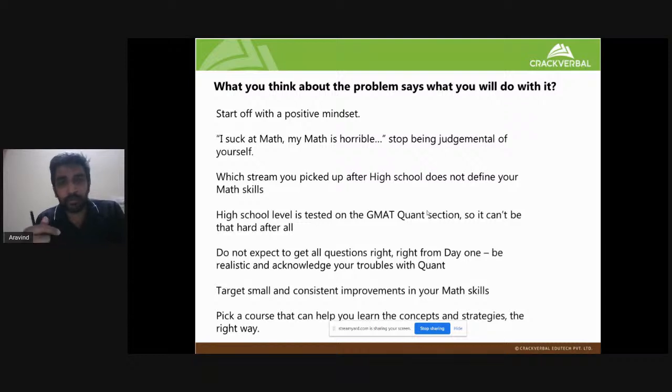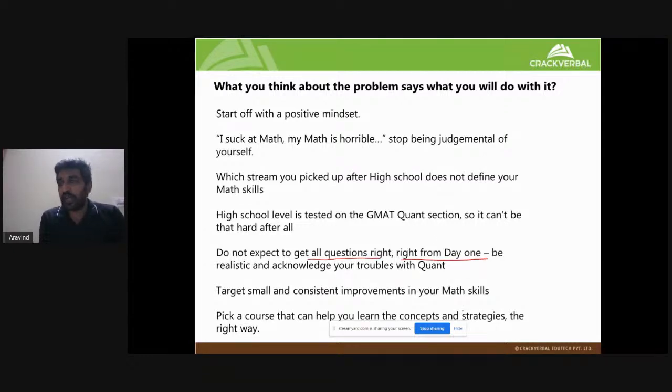Remember which stream you picked up after high school. It doesn't define your math skills because what is tested on the GMAT Quant section is high school level math. So it can't be very, very hard. It's after all something that you learned for 3 years, right? Day in and day out. So with the right kind of guidance and with the right kind of learning, I think you can get back what you learned, right? A good way of doing that is to not expect yourself to get all the questions right, that too from day one.